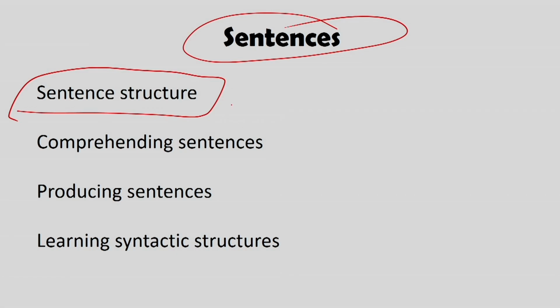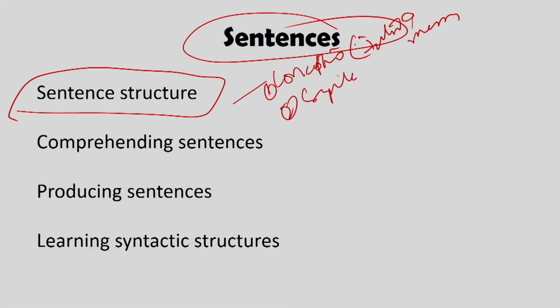How does it happen? It happens first at the conceptual level, which is the intended message, then at the syntactic level, which is the structure of a sentence, and the third is the phonological level, which is the spoken sentence. So, any sentence processing proceeds in this way.